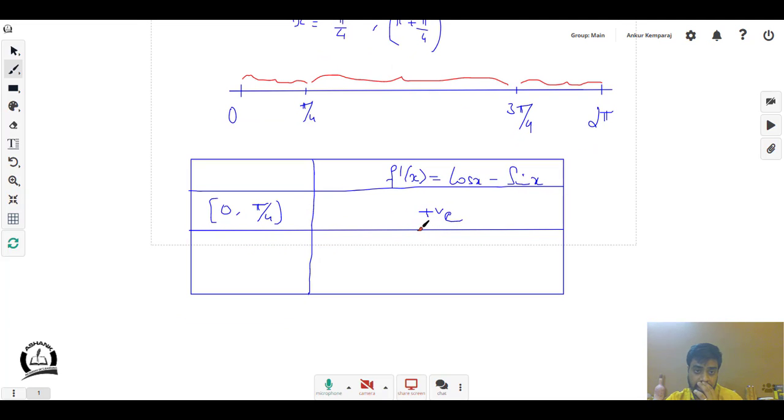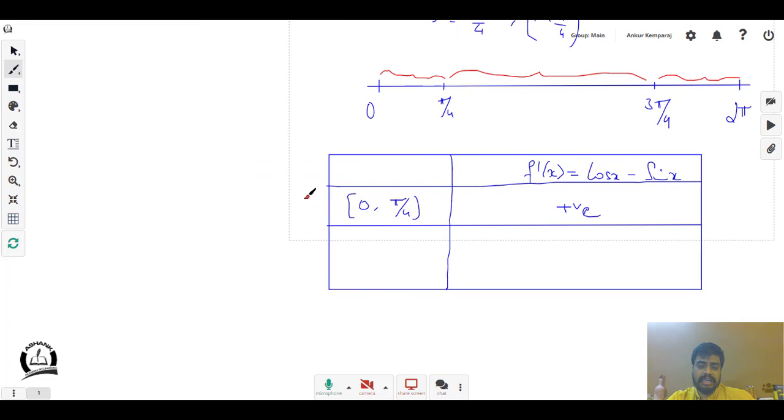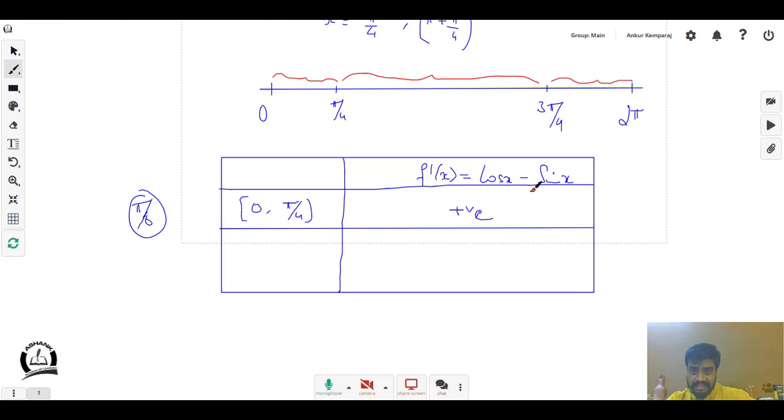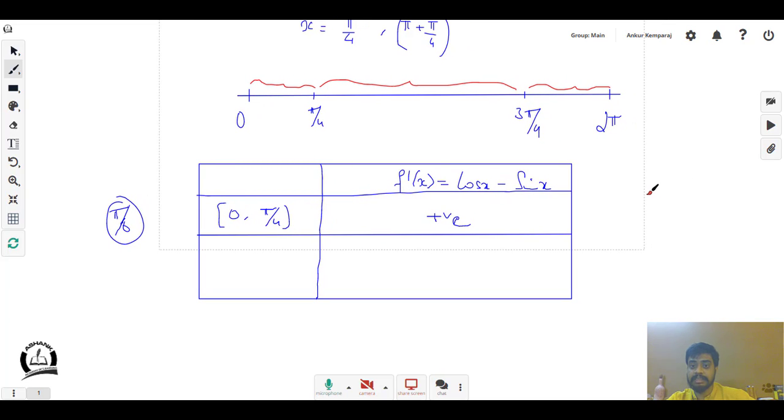Take any value you want. To confirm the answer, you can take any angle you want between the two. Let's take 30 degrees, right? Let's take pi by 6. Put pi by 6 in and you will see cos pi by 6 minus sin pi by 6 is positive. That is root 3 by 2 minus half, which is root 3 minus 1 by 2, which is positive. So it should probably come up to 0.3 something.